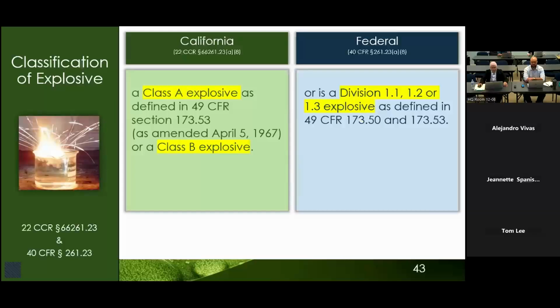You can see here the regulations of California and federal, where the classification of explosives is referenced differently. The California regulations reference the classification system of explosives as Class A or Class B, which is based on old US DOT regulations. Whereas federal references a classification system using Division 1.1, 1.2, or 1.3 of explosives, which is based on the current US DOT system.